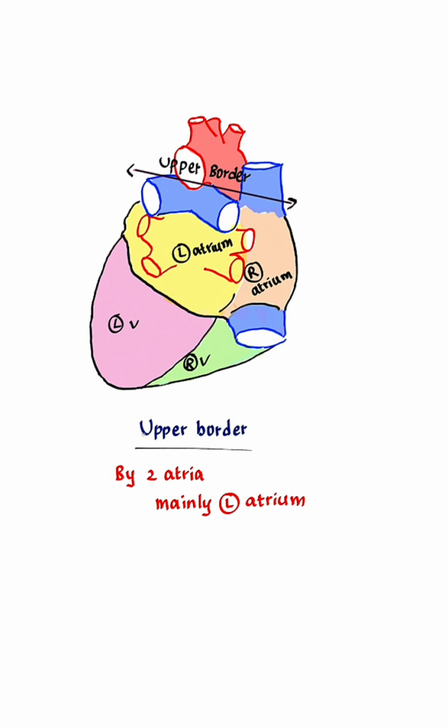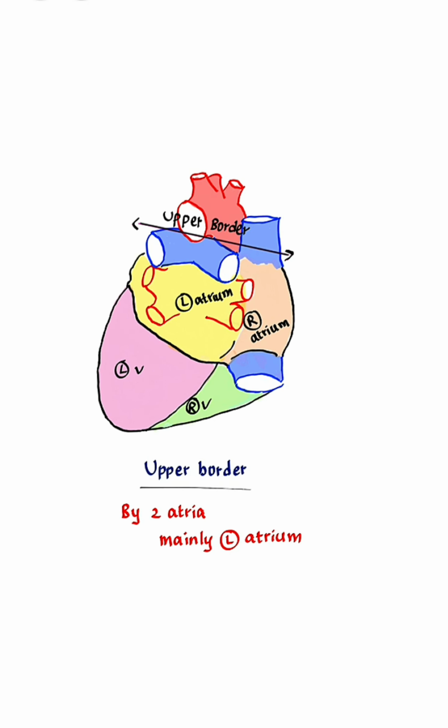Upper border, it is formed by 2 atria, mainly left atrium. Anteriorly, it is overlapped by pulmonary trunk and aorta.